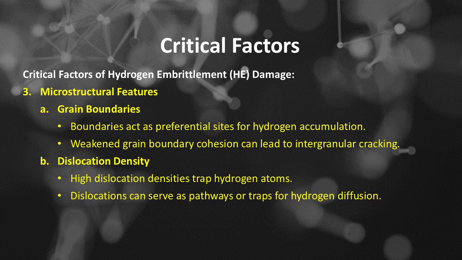Critical factors of hydrogen embrittlement damage. Number 3 is microstructural features, which includes, number A, grain boundaries. Boundaries act as preferential sites for hydrogen accumulation. Weakened grain boundary cohesion can lead to intergranular cracking. Number B, dislocation density. High dislocation densities trap hydrogen atoms.